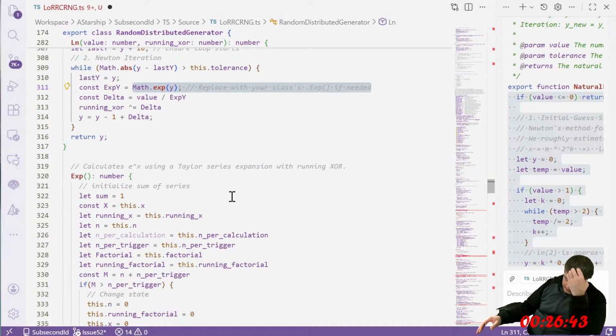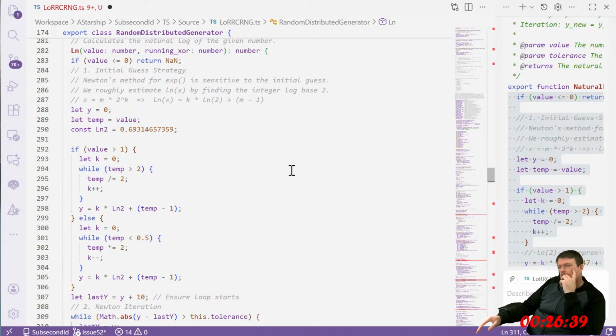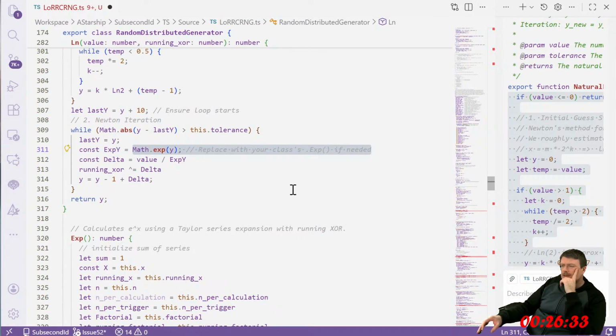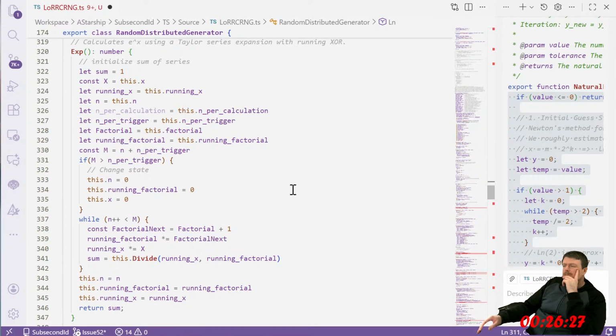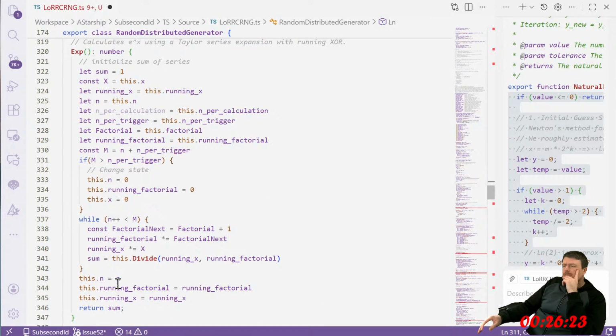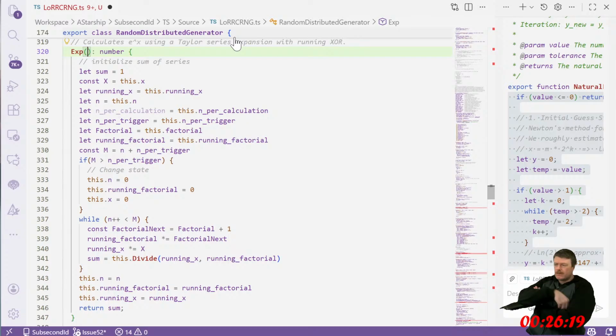EXP using the Taylor series expansion. So when do I need to use this? So the natural logarithm, when am I using the natural logarithm? Is that for this one? I don't even have a function for it.